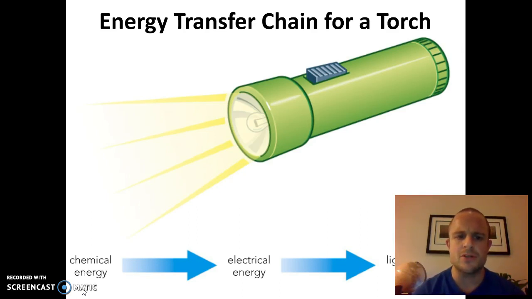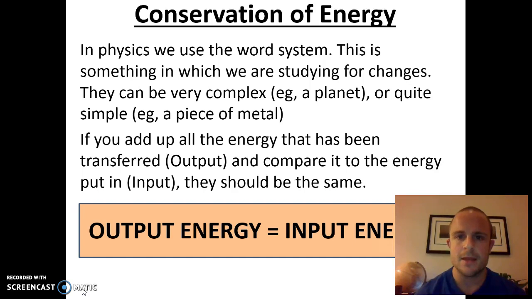Here's an example of a torch that changed chemical energy from the batteries into electrical energy, into light and heat energy. So you need to be aware that light is the useful energy and heat is the wasteful energy in this equation. Okay, so like I said previously, conservation of energy, energy cannot be created or destroyed.